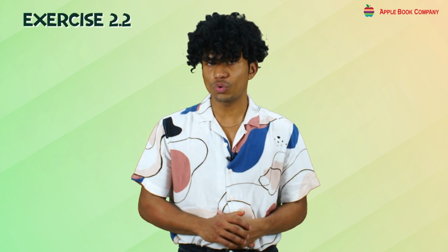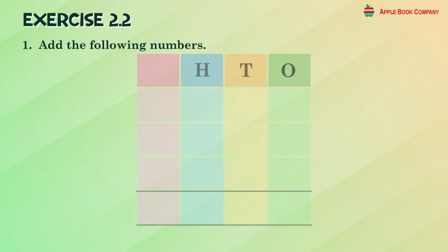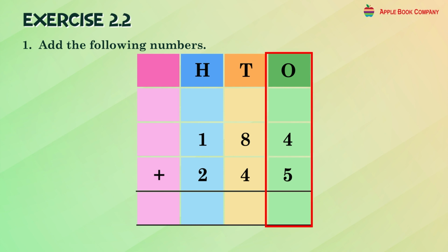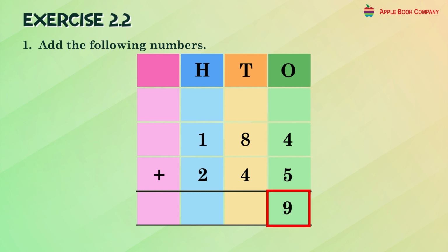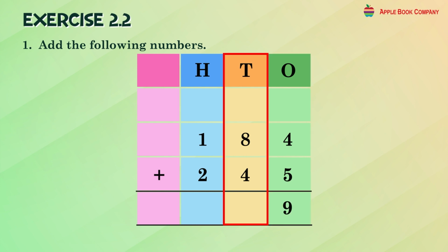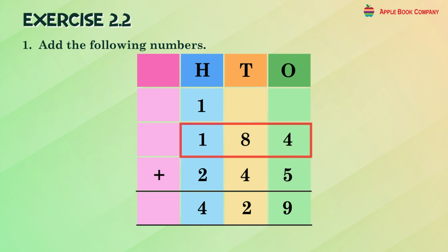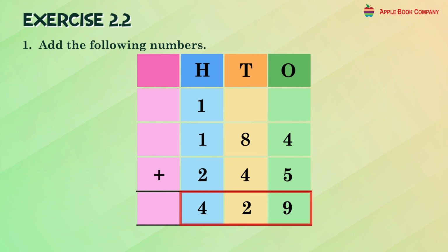Exercise 2.2. Add the following numbers. Now, we've been given two numbers, which is 184 and 245, and we need a sum of them. So, we add 5 and 4 in the ones place, which gives us 9. We add 8 and 4 in the tens place, which gives us 12. So, we write 2 at the bottom and carry 1 to the hundreds. And we add 1 plus 1 plus 2 in the hundreds place, which gives us 4. The total sum of 184 plus 245 is 429.